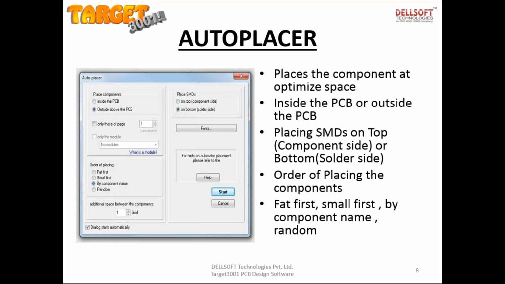So after the simulation, when you convert that circuit into the PCB, that auto placer will automatically work. You can see in the screenshot auto placer. There are various options available, like inside the PCB or outside the PCB, place SMDs first, on top or on bottom, order of placing. So these you have to configure. So when you start it, your schematic circuit would be converted into the PCB in the optimized space.